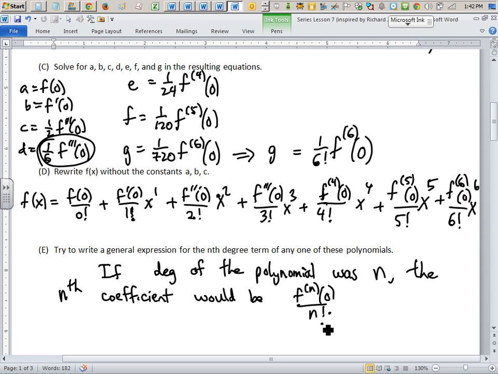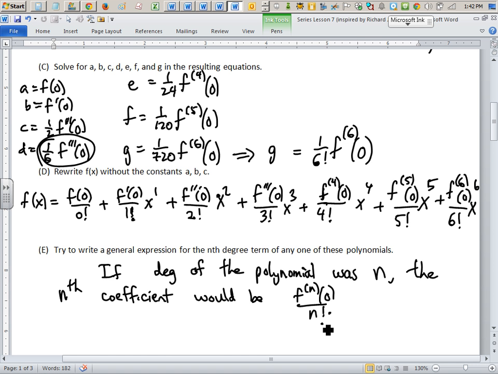So if, let's say you had a 1,000 term long polynomial, the 997th term would be 1 over 997 factorial times f, the 997th derivative evaluated at 0. Okay, question or comment? Okay, cool.